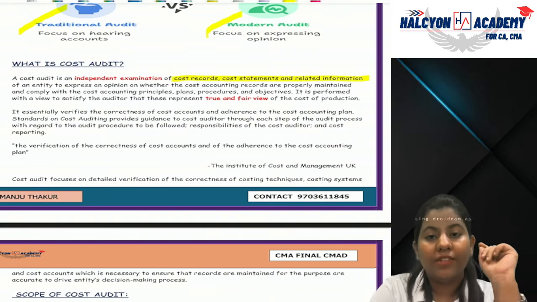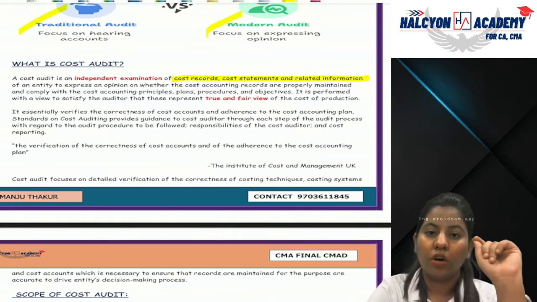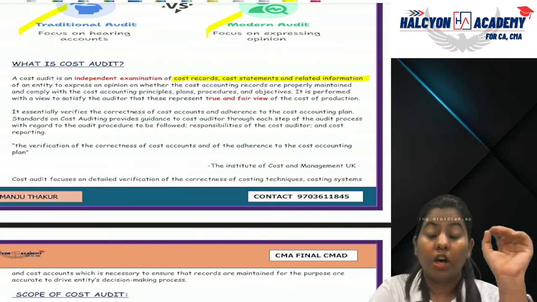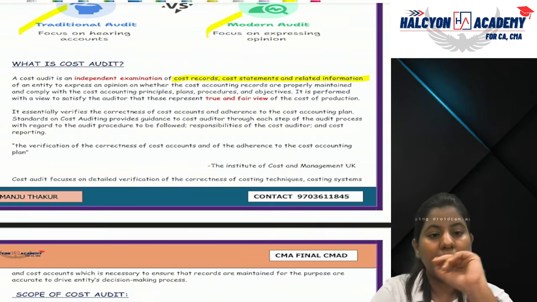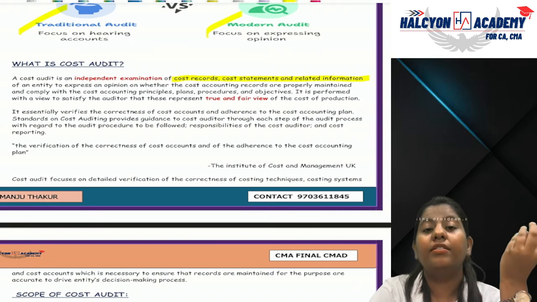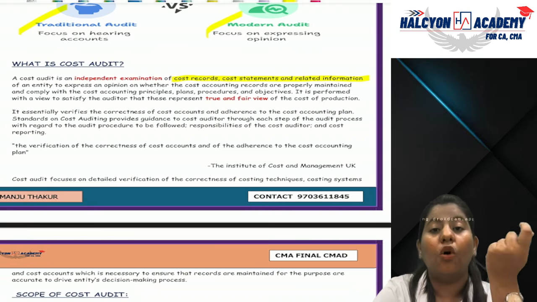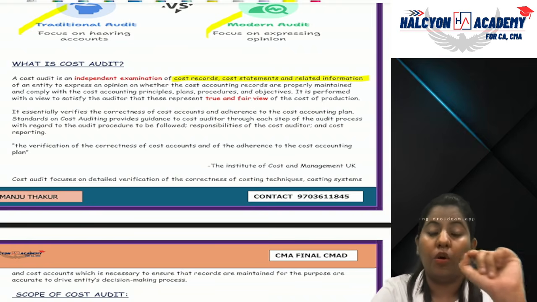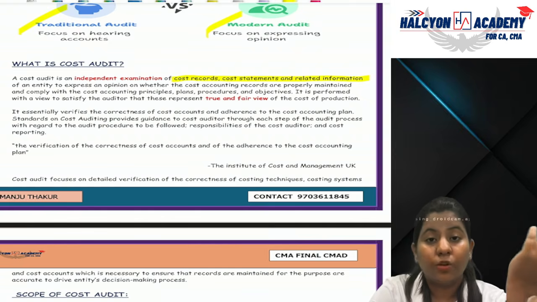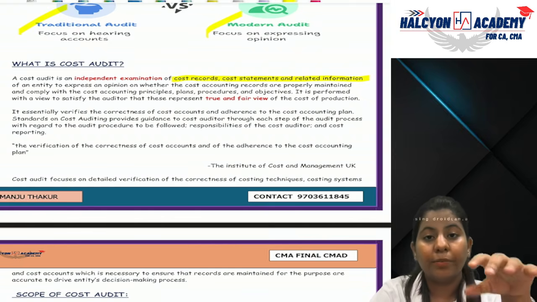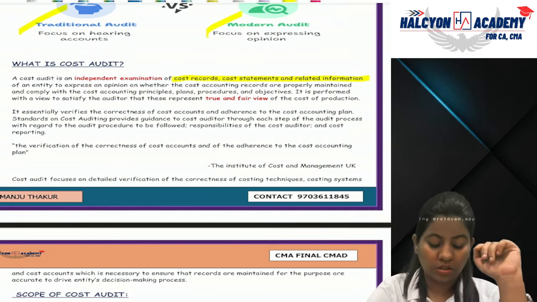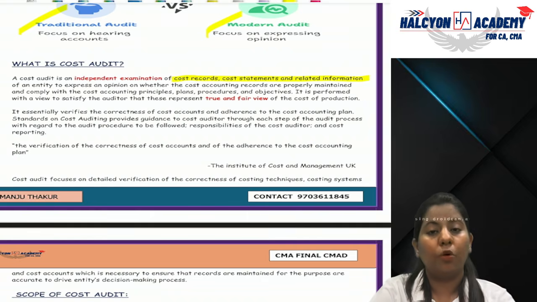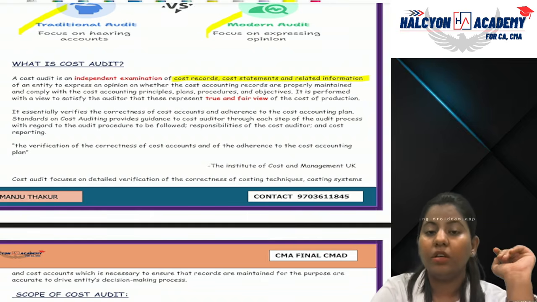How will he check? He will see whether everything is accurate, complete and updated, whether everything is correct. Is there any calculation mistake? Is there any misstatement? Is there any manipulation in accounts? Is there any fraudulent thing they observe? So they form their opinion and express it in the cost audit report.